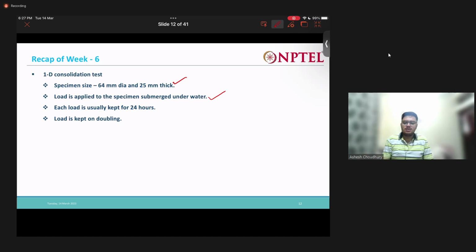After 24 hours, what is done is that my load is actually doubled. If I put 1 kg, then the next load will be 2 kg. So like this, my consolidation test is actually carried out.